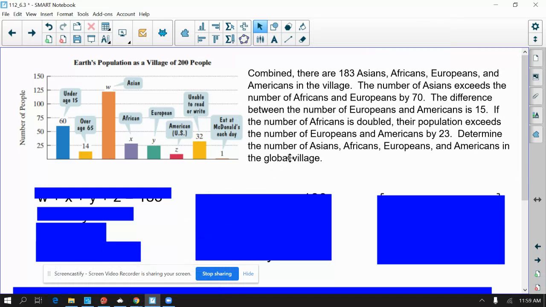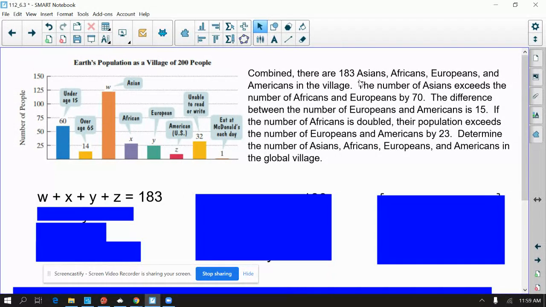And the number of Asians exceeds the number of Africans. Well, so just read this paragraph, and we're going to convert these to a system. I already know that my variables are given to me. W is the amount of Asians, X is the amount of Africans, and so on. So the first sentence says, if I take all the Asians plus all the Africans plus all the Europeans plus all the Americans, then the total is 183, just US apparently.